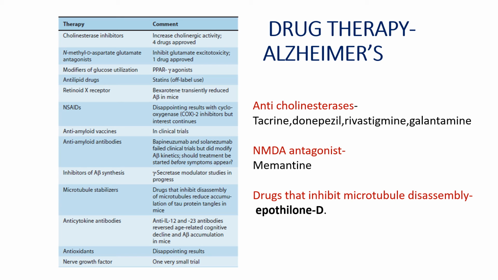The drugs which we use currently, anticholinesterases, are the drugs of choice. You have four drugs: tacrine, donepezil, rivastigmine, and galantamine. These drugs have higher CNS penetration, and hence are preferred for Alzheimer's treatment. You also have the NMDA antagonist memantine, and epothilone, a drug that inhibits microtubule disassembly. It is used for cancer chemotherapy, and also has a role in Alzheimer's disease.